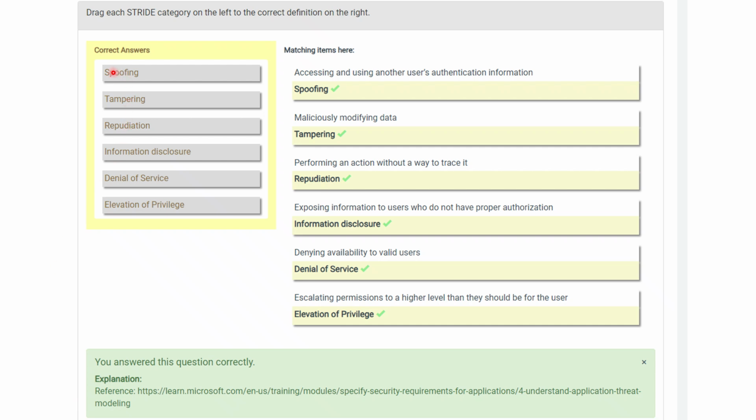And if you look at the first letter of each of these, this is what STRIDE is all about. So again, spoofing, that's S. Tampering, that's T. Repudiation, information disclosure, denial of service, and elevation of privilege. So that's what STRIDE actually stands for, and it's a modeling approach that Microsoft uses for identifying risks.